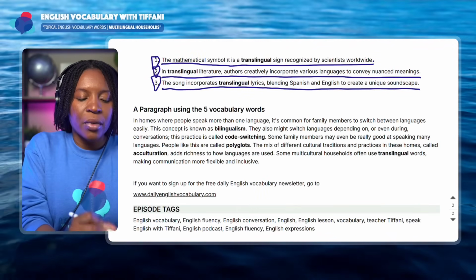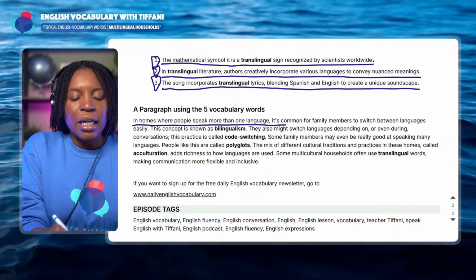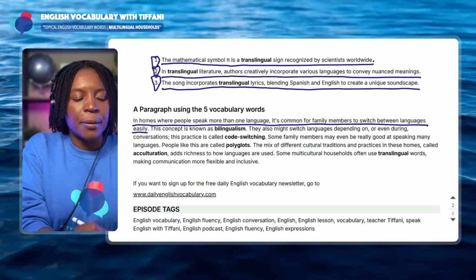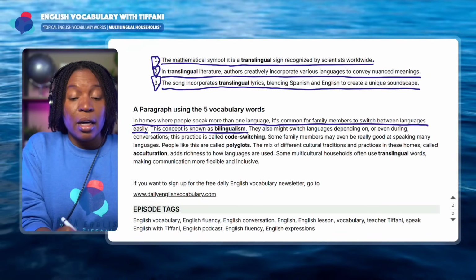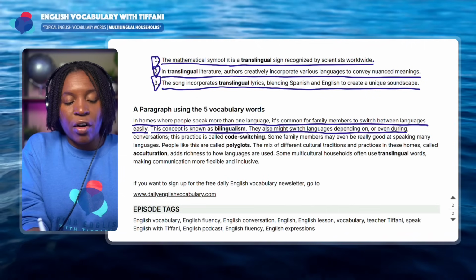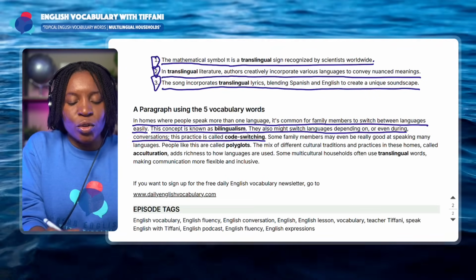Here we go. In homes where people speak more than one language, it's common for family members to switch between languages easily. This concept is known as bilingualism. They also might switch languages depending on the situation or even during conversations. This practice is called code switching.